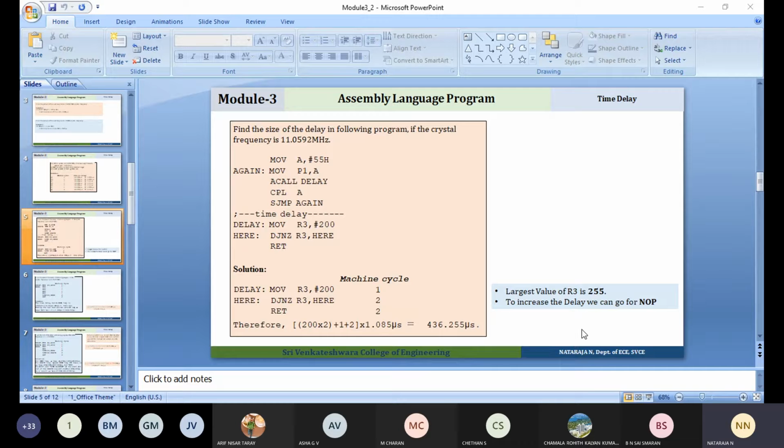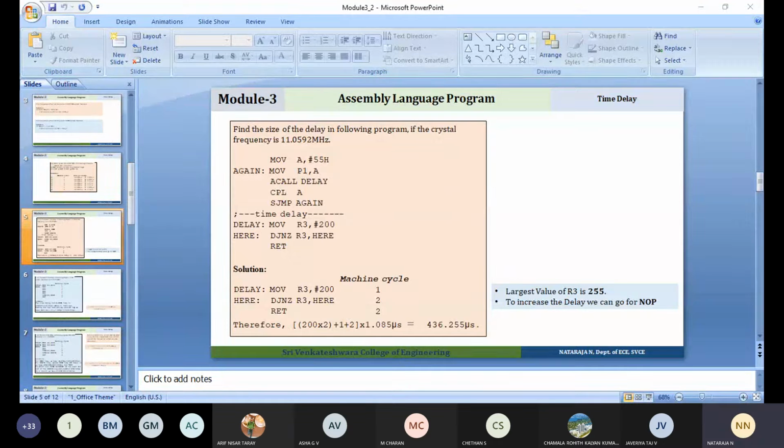Okay, the largest value of R3 we can take: after 255 we cannot take. Why? Because it varies from 00 to FF. That is the condition. To increase the delay we can go for the no operation. After this we can give no operation, and keep on.